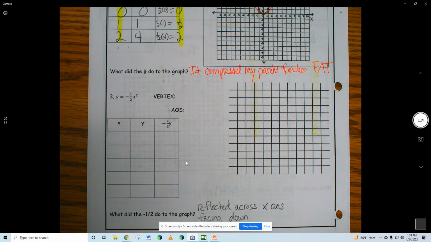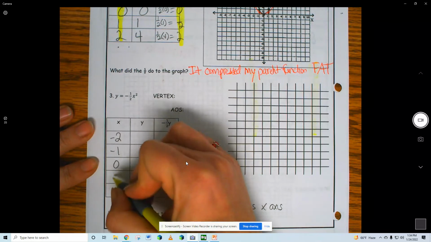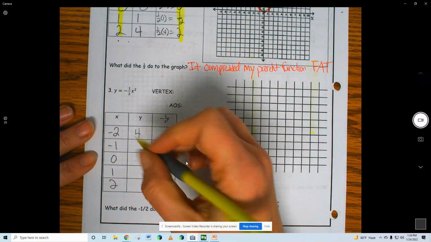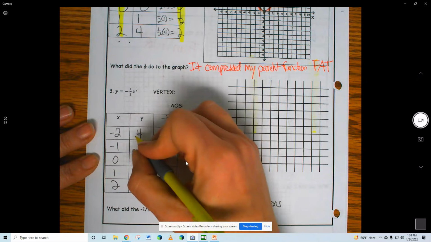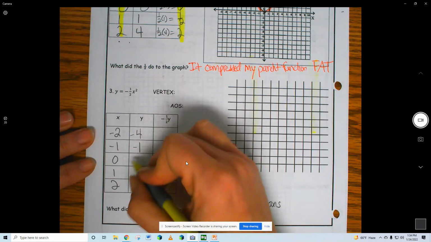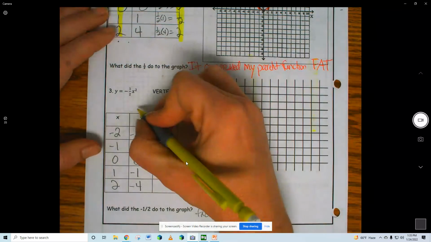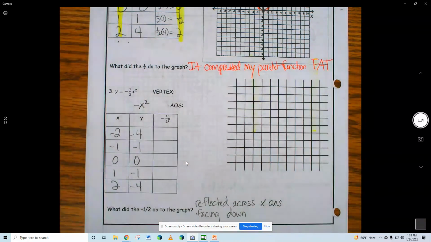Okay. Negative 1/2. I have to multiply my y values by negative 1/2, which means my parent function is just this. Oh, it's -4 when it's a downward facing parent function, because this is negative x squared. So these are going downward. Over 2 in both directions, down 4. Over 1 in both directions, down 1. Because it's a negative x squared that we're talking about.